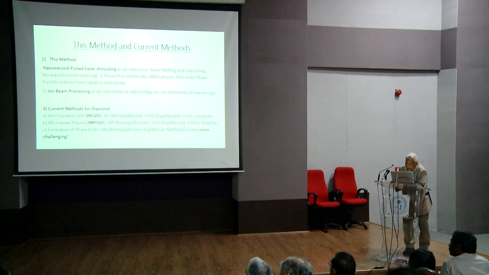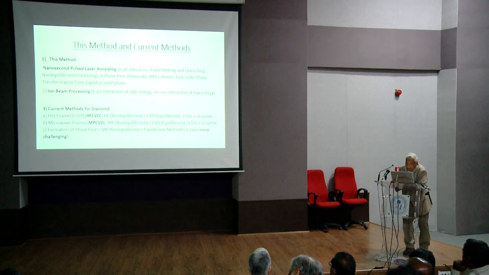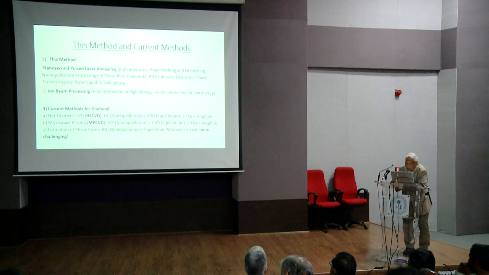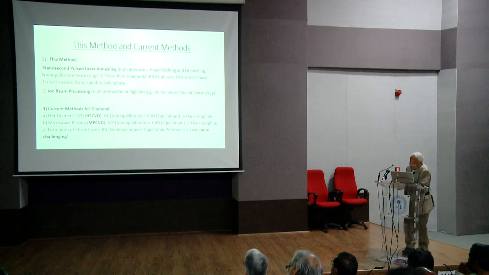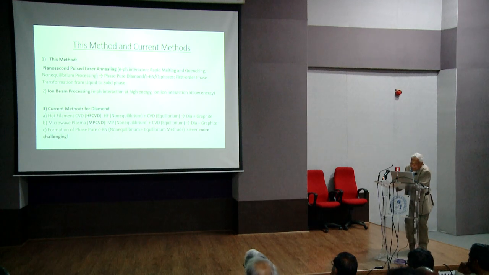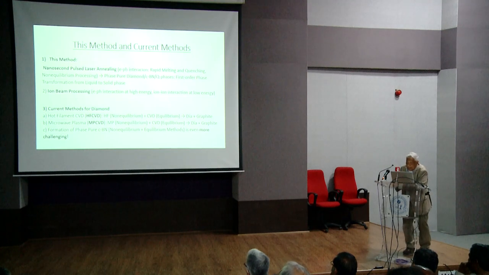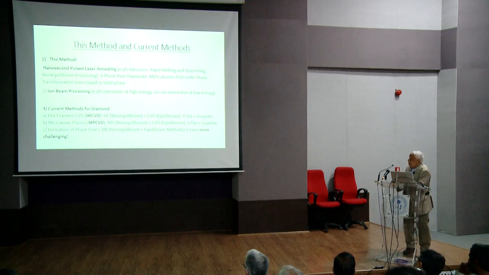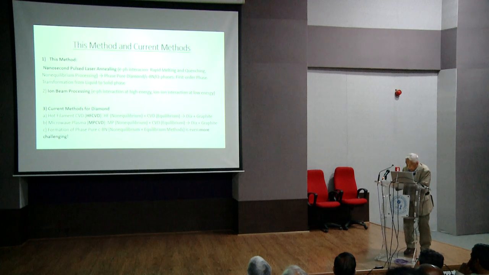Ion beam processing has a parallel because it has electron-phonon interaction at high energy, and then it has ion-ion interaction at low energy. So you can see ion beam processing is equally powerful as pulsed laser processing. Current methods, which are based upon non-equilibrium, like HFCVD, and equilibrium, which is CVD, you get diamond and graphite. Microwave plasma, you combine a non-equilibrium component with CVD, which is equilibrium, and you again get diamond and graphite. And this is even more challenging for cBN. It turns out diamond and cBN are the ultimate semiconductor materials. So there's a race to get these materials in phase pure form.